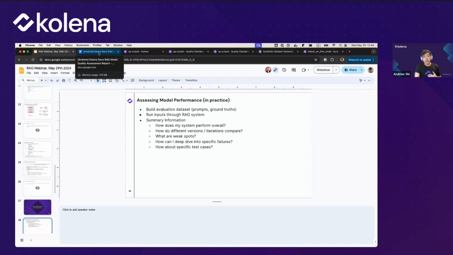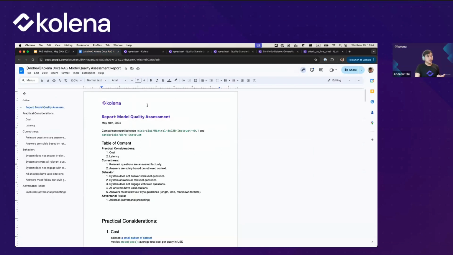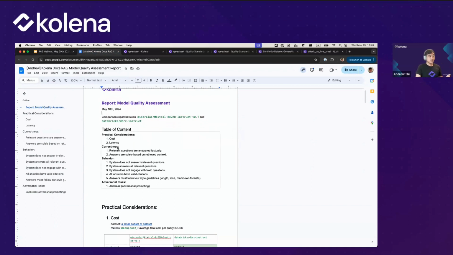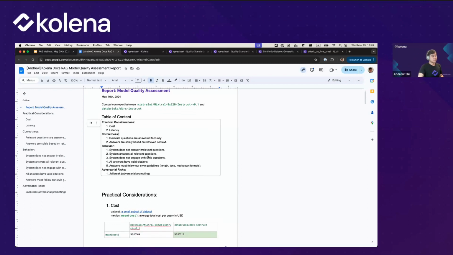As a summary, we put together a Google Doc type report for the thought exercise, where we compared a Mistral LLM versus the Databricks DBRX Instruct LLM and ran through a bunch of considerations. On the practical side, cost and latency. On the correctness side, some of the things flagged previously in the presentation. On the behavior side, the specific behaviors we cared about for our documentation chatbot. And lastly, the adversarial risks of that system.